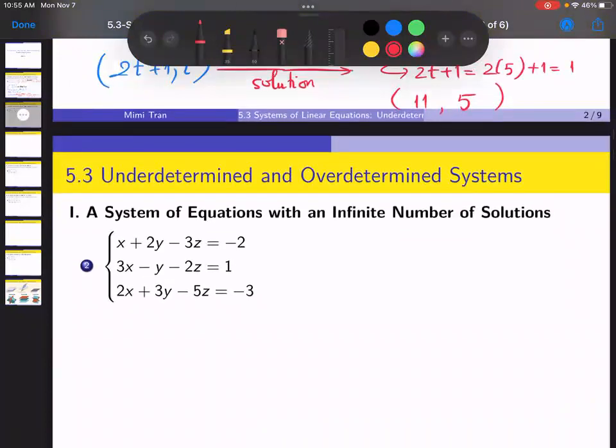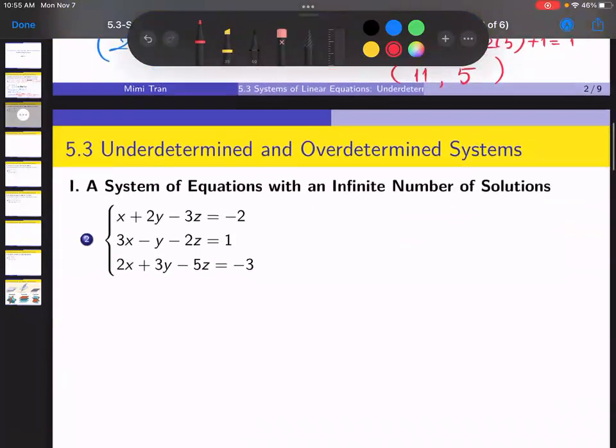Let's try this one. Why don't you guys try this one using Gauss-Jordan elimination? I'll walk around, see how you do.